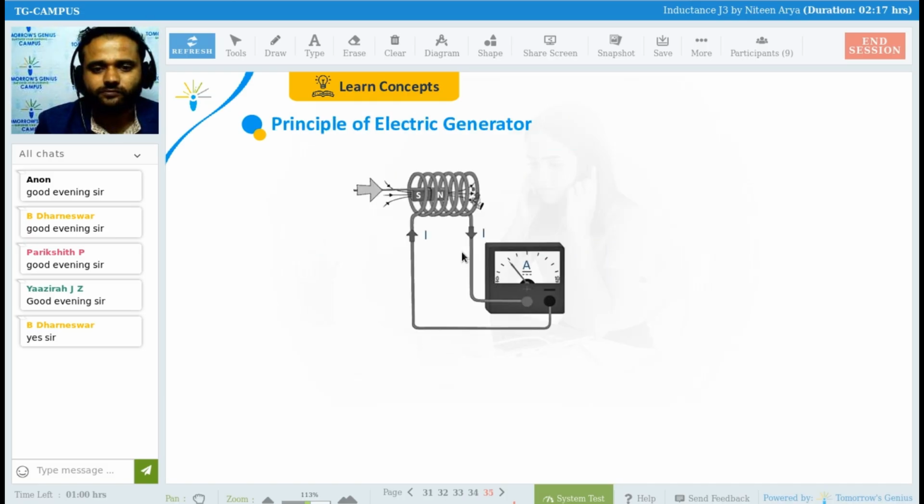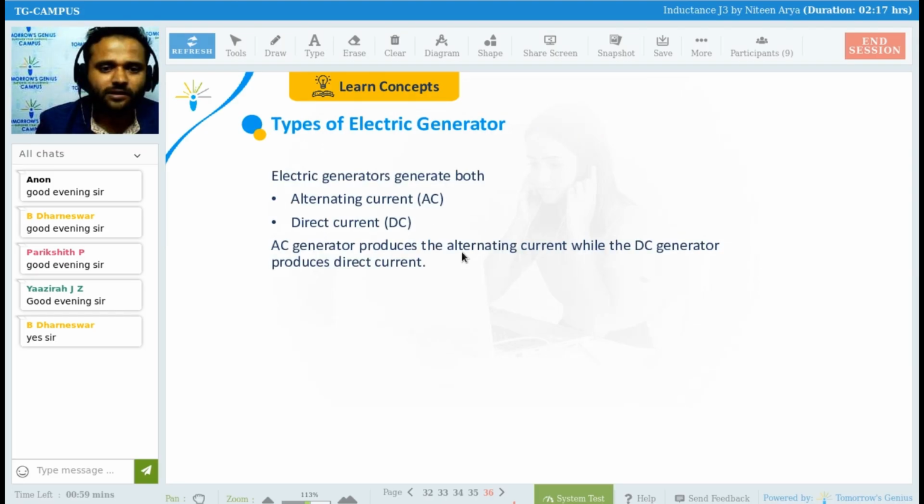Good. So now, principle of electric generator. The principle of electric generator is EMI, electromagnetic induction. As you can see, whenever there is a changing magnetic flux passing through any particular coil, there is a production of current. The principle of this thing is nothing but EMI, electromagnetic induction. Simple. I'm not going to write and repeat again and again what EMI is. Already done so many times.